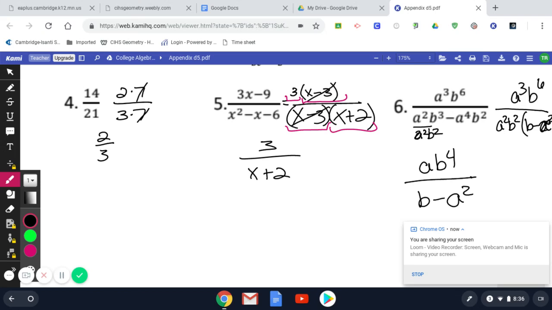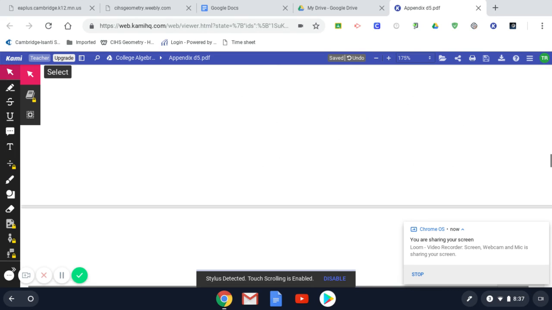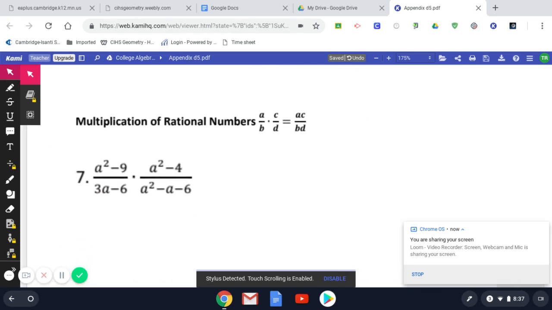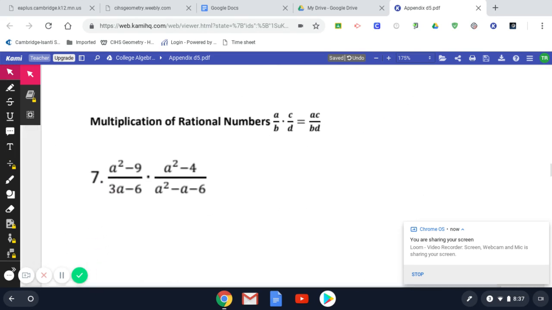Okay, so moving on to the next part. When you multiply real numbers, remember from the warm-up that we did before, you're going to take top times top, bottom times bottom. But anything in the numerator can always be canceled out with anything in the denominator.